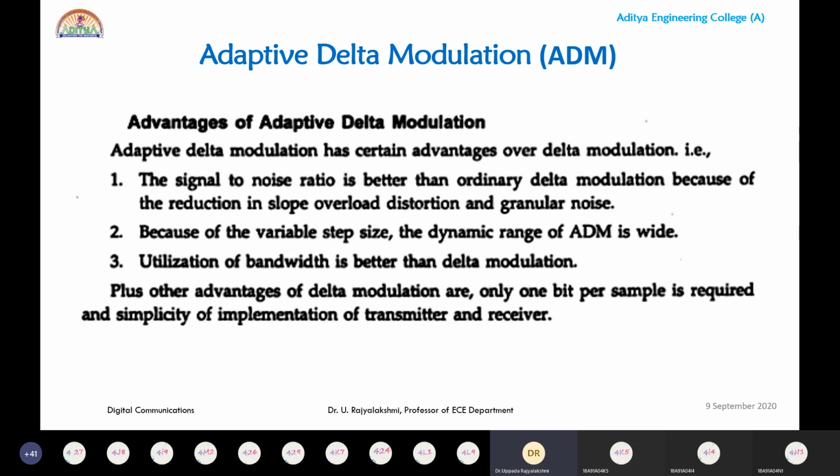The third one is that utilization of bandwidth is better than delta modulation, because you are reducing the step size and using a logic. One more advantage, same as traditional delta modulation, is that only 1 bit per sample is transmitted, unlike in the case of PCM, where we transmit n number of bits per sample. Circuit implementation is also easy, because here we don't have a separate encoding process. In delta modulation, we don't have separate encoding and decoding processes. The data is directly obtained from the 1 bit quantizer section.